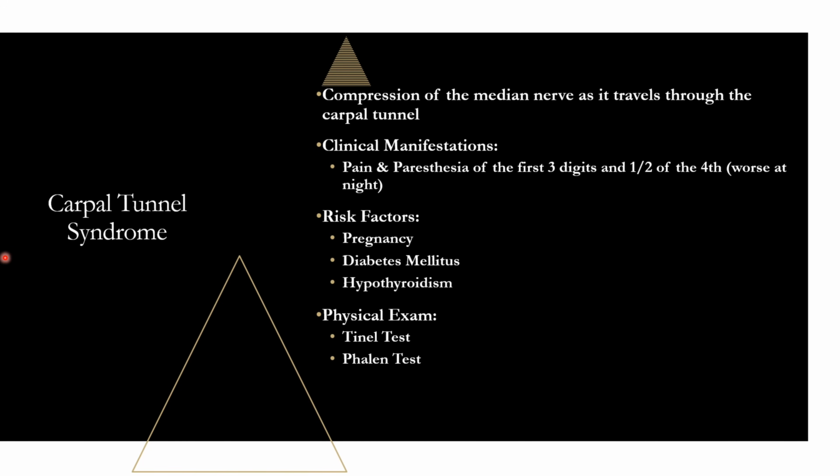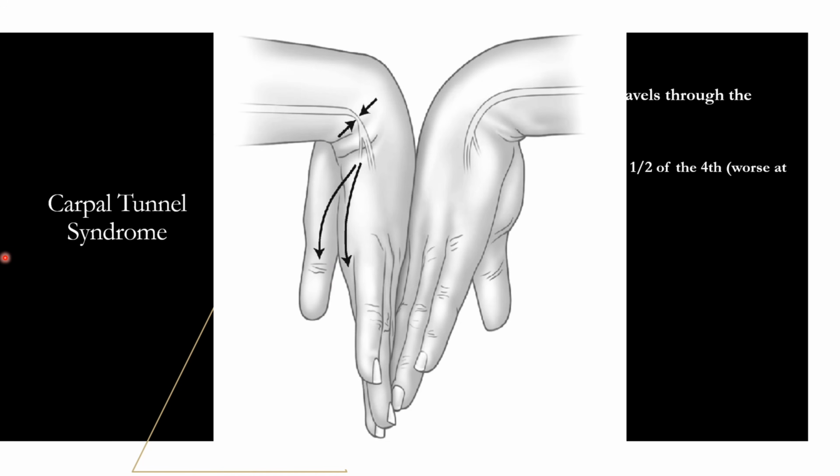And then you have the Phelan test, which is going to be having the patient bring the dorsal surfaces of the hands against each other, so the tops of the hands pushed together to provide hyperflexion of the wrist while the elbows remain flexed. Do this for a minute straight. The positive test is going to be if they have pain or paresthesia in the median innervated fingers.